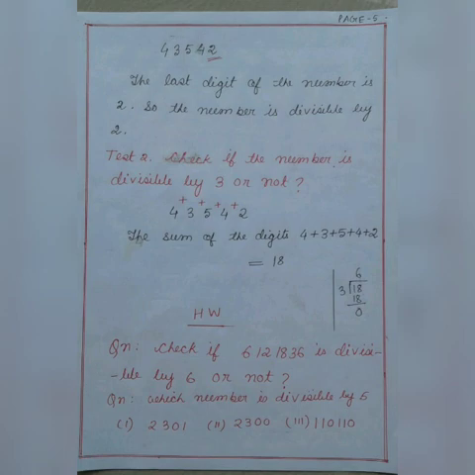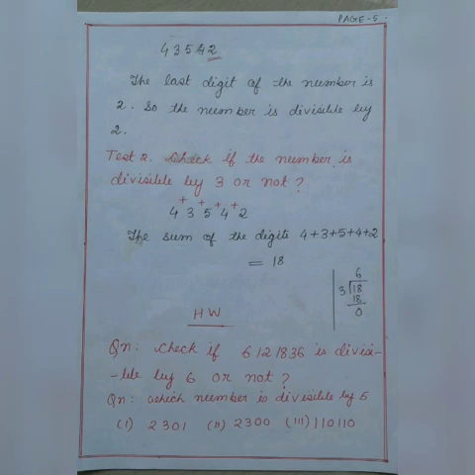So test 1 and test 2 are successful. So 43542 is divisible by 2 and divisible by 3 also. So it is divisible by 6. We have to check twice, the divisibility by 2 and the divisibility by 3. If both are successful, then only the number given to you is divisible by 6.